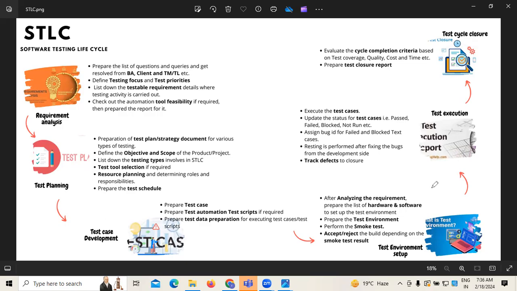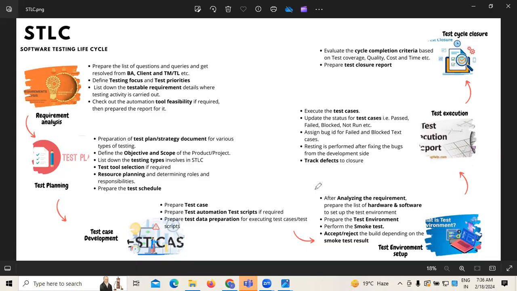Once the smoke testing is done, the next step is to accept or reject, depending on the smoke testing results. Generally, accepting and rejecting the build depends on the smoke testing results. All these things come under the test environment setup, and this is where the test environment comes into the picture. The testing environment is what we normally handle here.